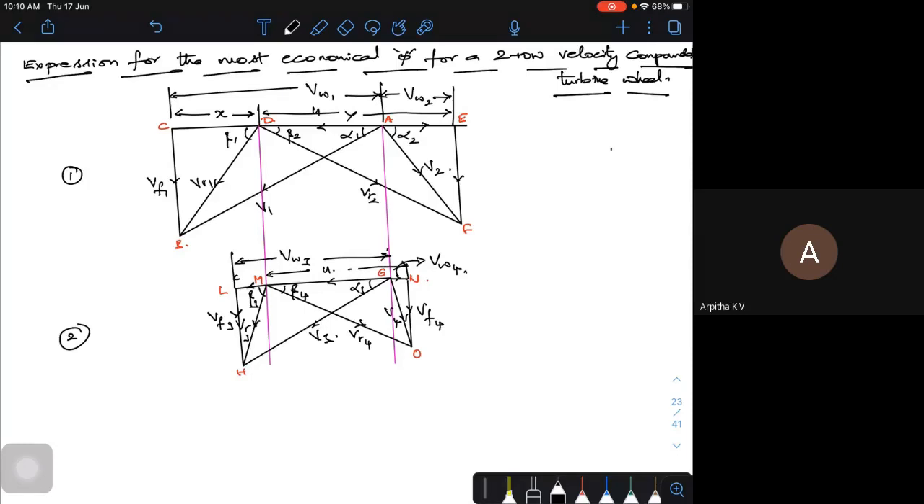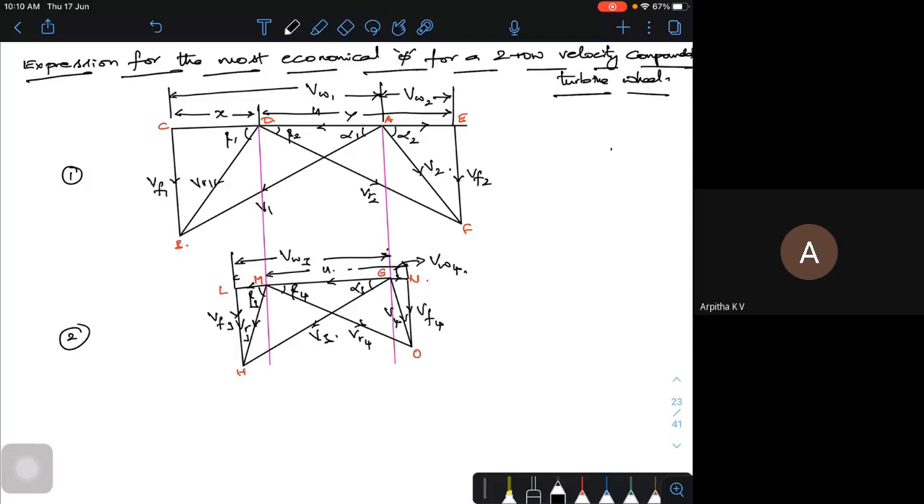So A, B, D. I have named it something like this. So V1, VR1, you have U, VW1, VF1, and you have the VF2 here, VW2, everything is there. And similarly, I can go with either V1, V2 for the first stage, first row, and V3, V4 for the second row. So whatever way you want, it's only a notation. It doesn't matter. But whatever you want to consider, you should be able to write it very clearly.